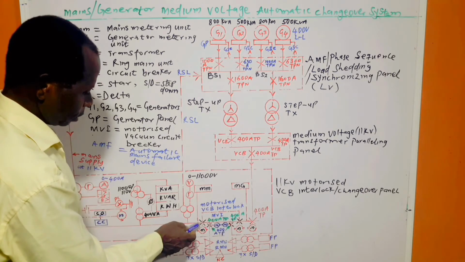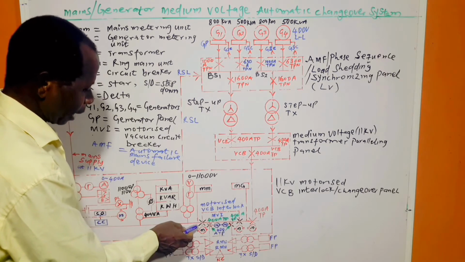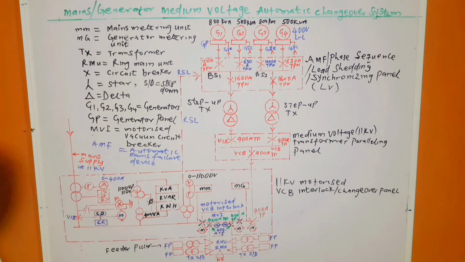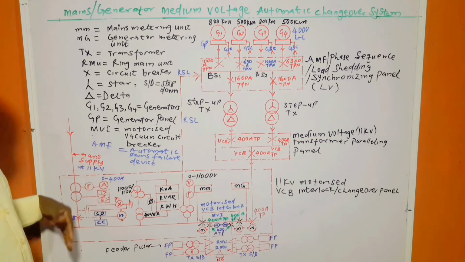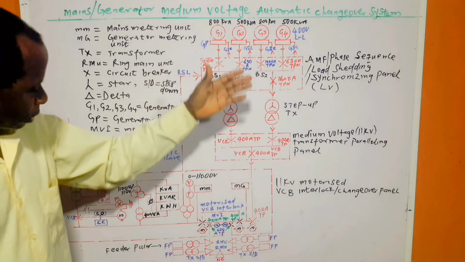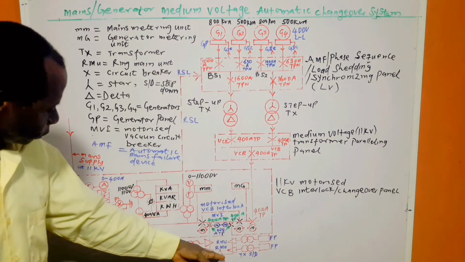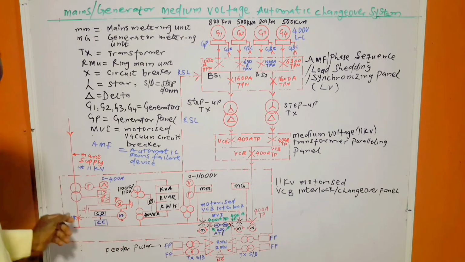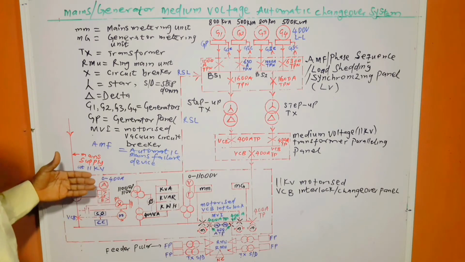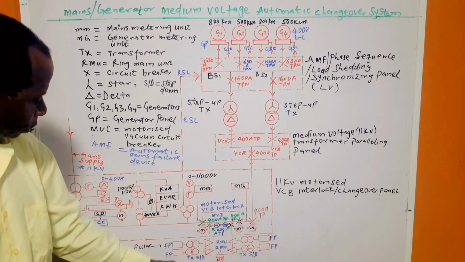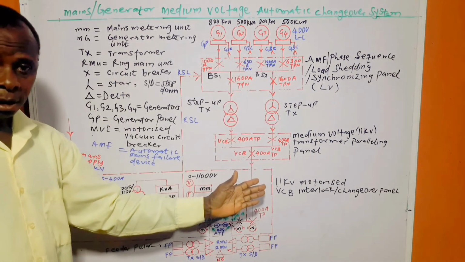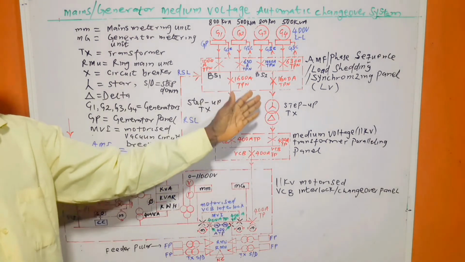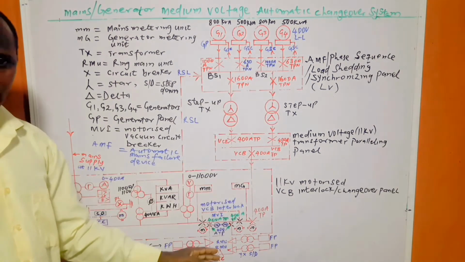This one closes while the circuit breaker on the mains supply side opens, since there is no power from that side again. And then instead of the loads through the feeder pillar receiving power from the mains, the loads will now be receiving power from this side, which is the generator or the emergency power supply side.